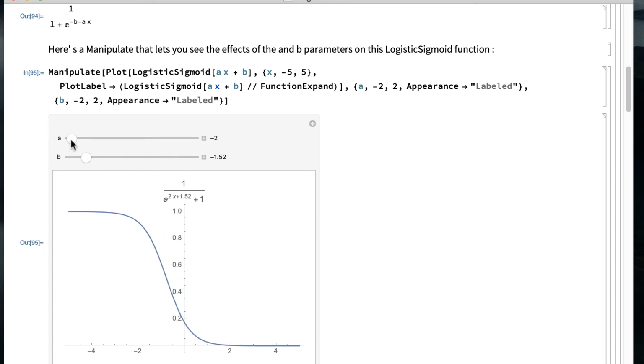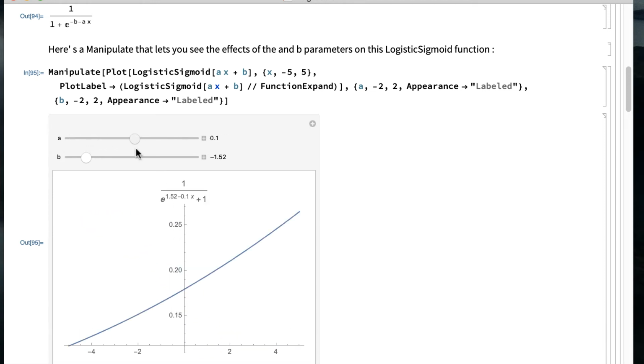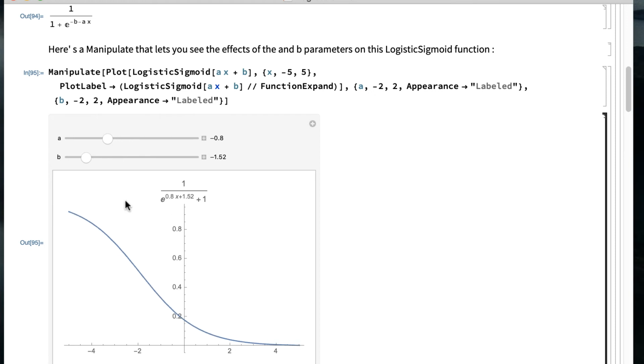And as I change my a value, you're going to start to see it get shallower. And then, as I cross 0, it flips. Okay, and now it's going uphill. So when it's uphill, the higher the x value, the more likely it is, in some sense, that the y value gets closer to 1. Whereas if a is negative, then the higher the x value, the closer to 0 we get. So that's the property of a logistic sigmoid. Its values are bound between 0 and 1, which is a very good thing if you're trying to model probability.